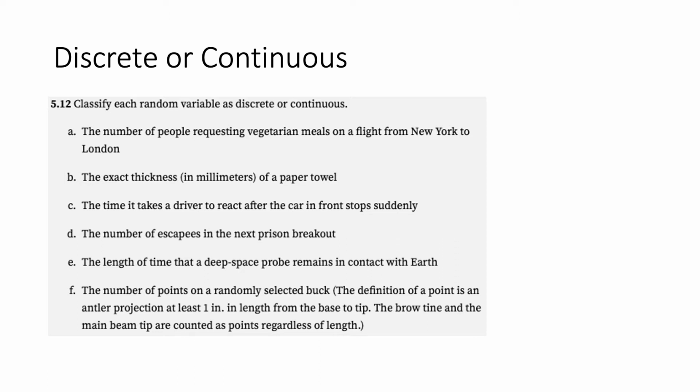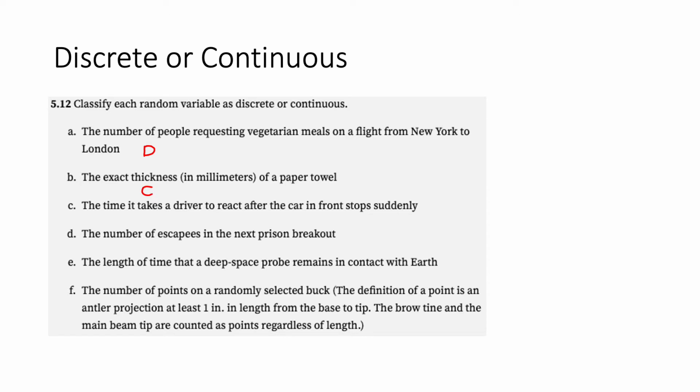Part A describes a random variable as the number of people requesting vegetarian meals on a flight from New York to London. We could have 0 people, 1 person, 2, 3, 4, but really not any in-betweens there. So this is a counted value, and this is a discrete distribution. B, the exact thickness in millimeters of a paper towel. This is something that we would have to measure with a ruler or some other instrument, and we could easily have something that's 1 millimeter, 0.9 millimeters, 0.999 millimeters, and so on. So this is something that's continuous.